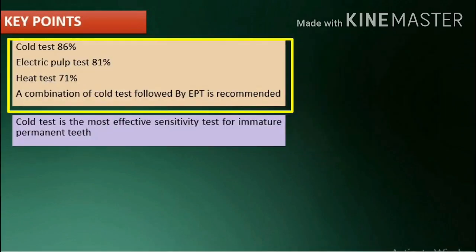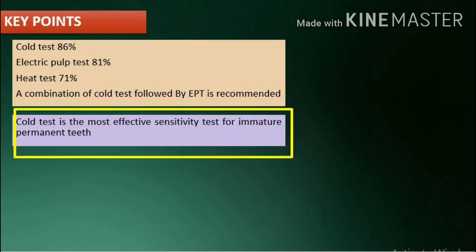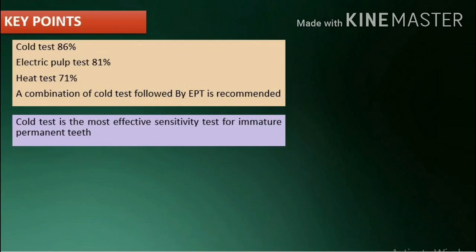Key points. The diagnostic accuracy of the cold test is 86%, the electric pulp test is 81%, and the heat test is 71%. Hence, clinically, a combination of cold test followed by EPT is recommended. Cold test is the most effective sensitivity test for immature permanent teeth.